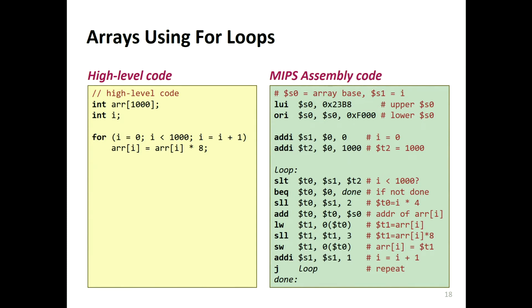And the loop proceeds as follows. It's going to compare the two registers. If one is smaller than the other, it will be set to 1, and then the loop will continue because this branch equal comparing to 0 would not be satisfied, and therefore there would not be a jump. If, however, it is 0, meaning that S1 is no longer smaller than T2, which means that I is no longer smaller than 1,000, this branch would be satisfied and it would jump out of the loop.